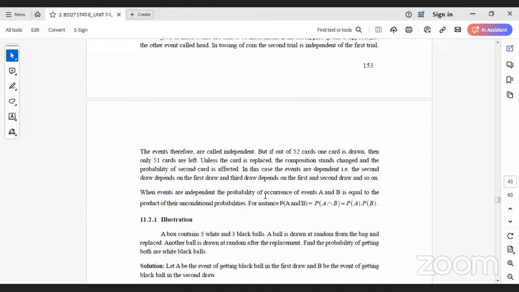But with 52 cards, if one card is drawn, then 51 cards are left. Unless the card is replaced, the composition changes and the probability of the second card is affected. In this case the events are dependent. The second draw depends on the first draw, and the third draw depends on the first and second draws, and so on. When events are independent, P of A intersection B is equal to P of A into P of B.